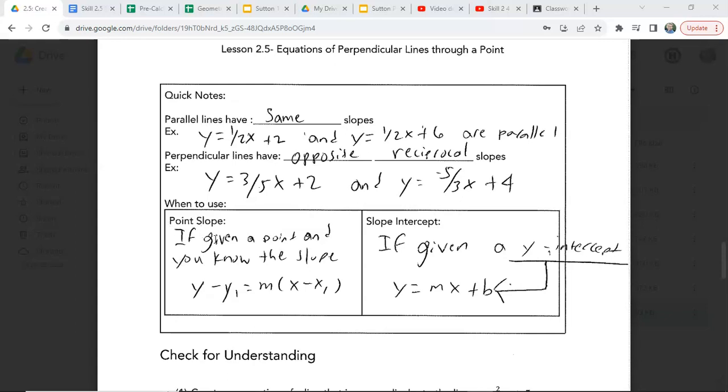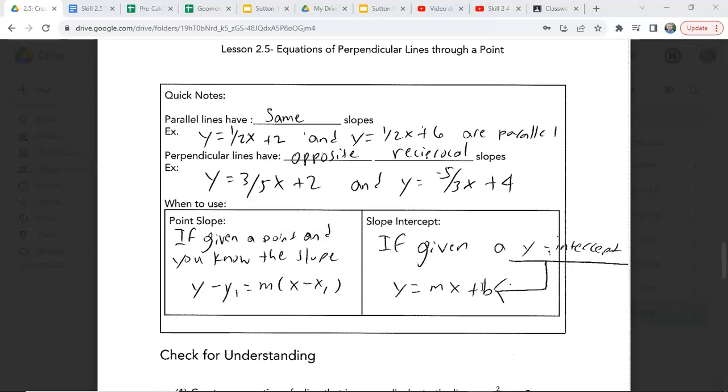Point slope form, if given a point and you know the slope, you can use y minus y1 equals m times x minus x1. For the x1 and the y1, that's where you'd plug in one of your points, and then the m, that's where you plug in your slope, and that should give you your equation for that line, just given the point and the slope, and then you can solve for y equals mx plus b after that.